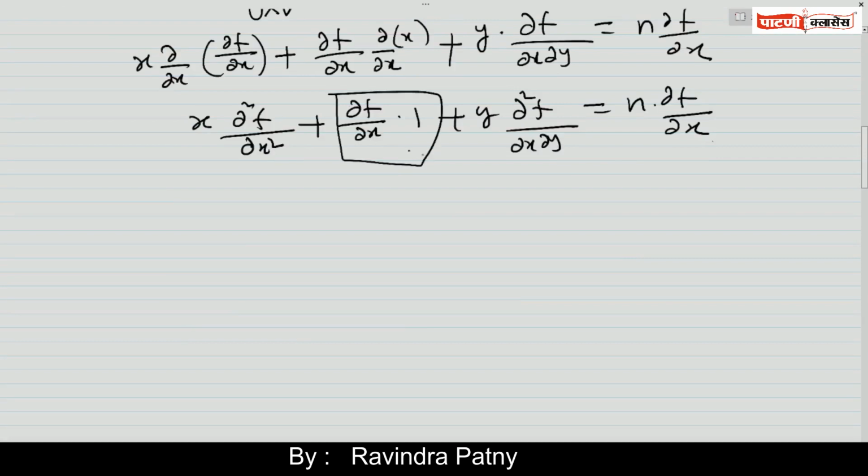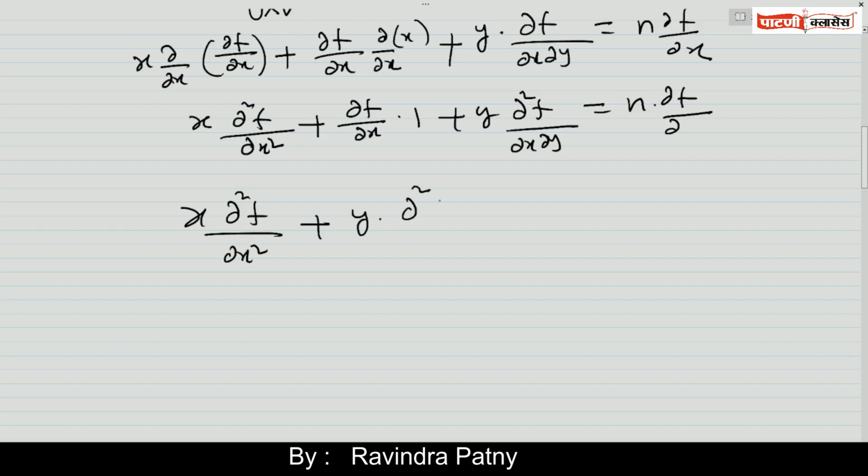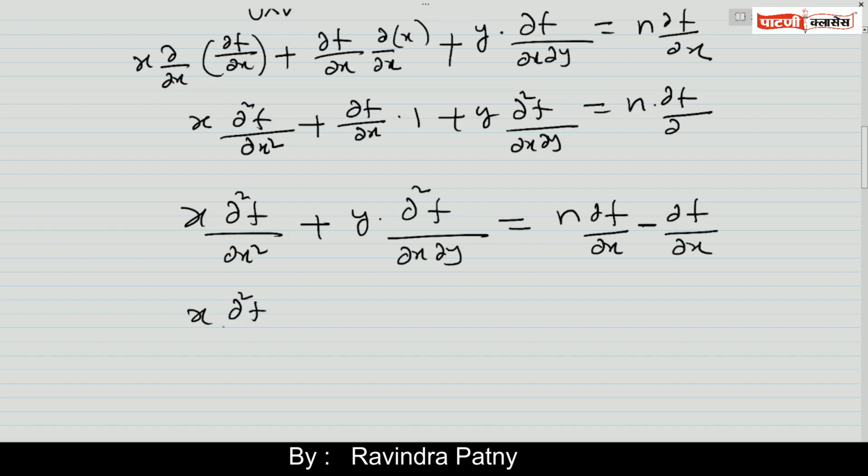Now taking this part to the RHS, we do get x into ∂²f/∂x² plus y into ∂²f/∂x∂y equals n into ∂f/∂x minus ∂f/∂x. So this gives x ∂²f/∂x² plus y into ∂²f/∂x∂y equals, now here ∂f/∂x is taken common.